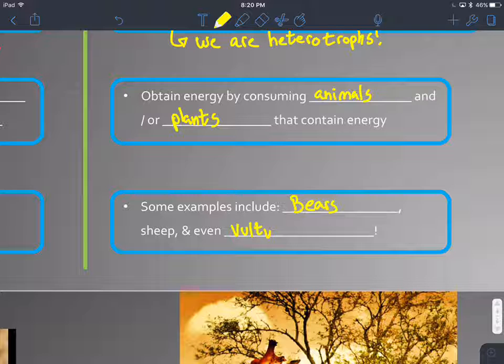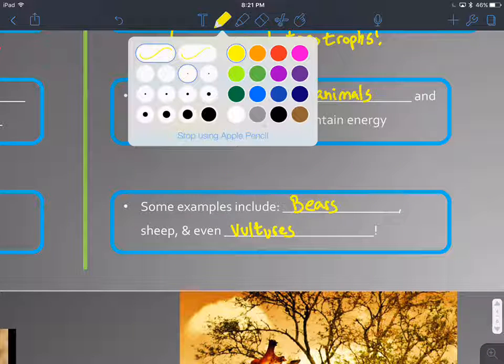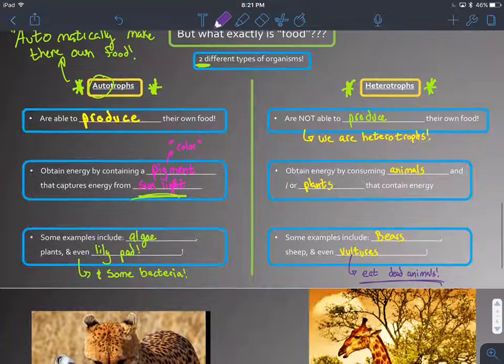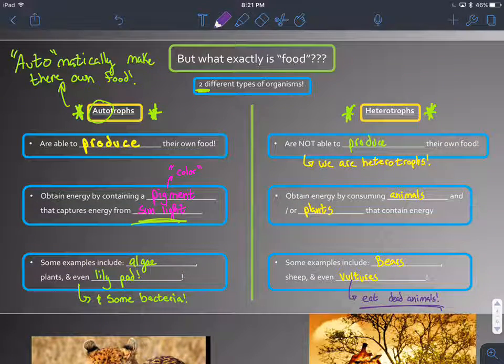And I say even something like them because vultures actually eat dead animals. They're known as detritivores. Okay? But they're still a heterotroph because they're eating something that gets energy and they're not able to produce it on their own. Okay? And that's the big difference. Autotrophs automatically make their own food. Heterotrophs have to obtain energy from a different food source that already has energy, a different animal or a different plant.